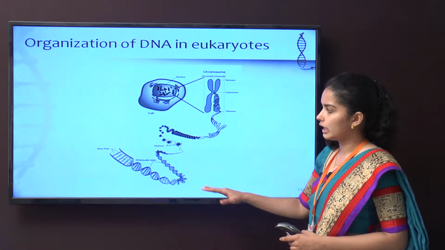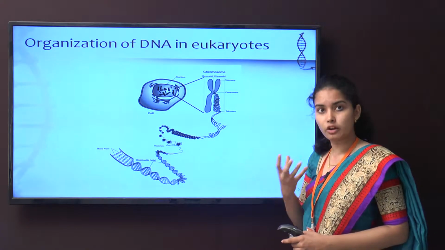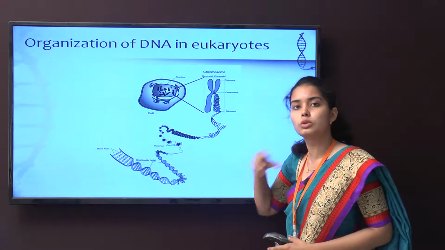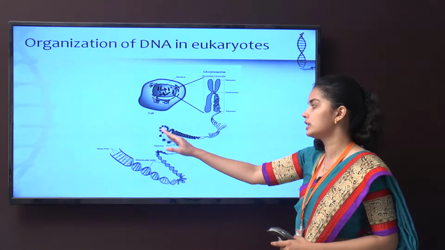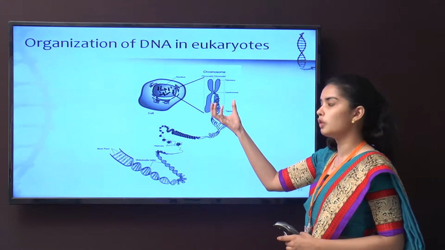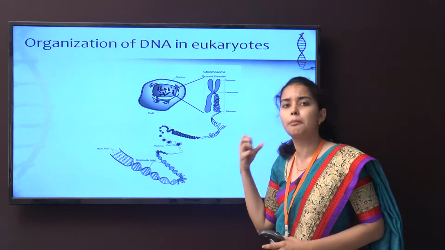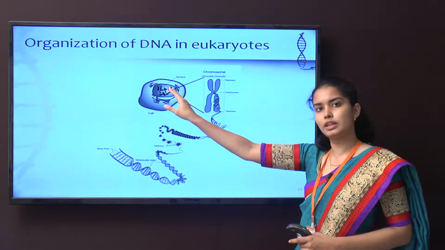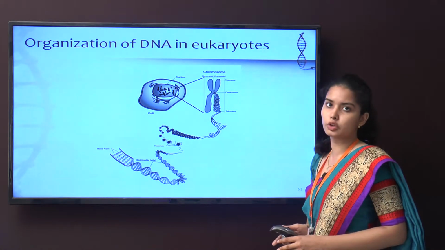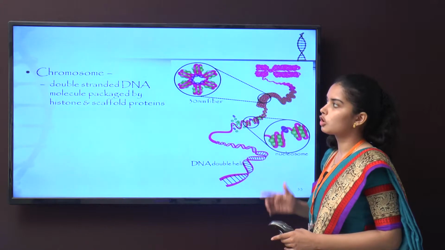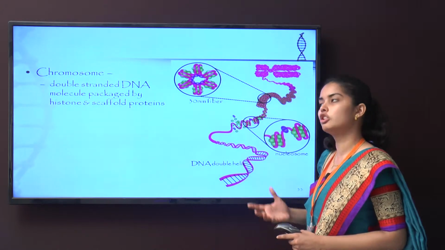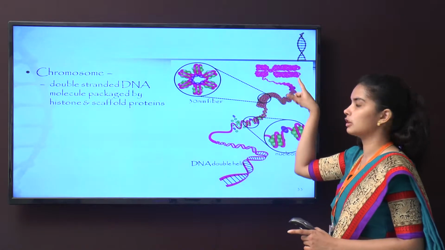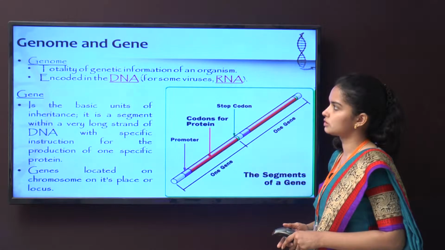Now, organization of DNA. The DNA is very complex and compact. It is compressed. This is the DNA, which is bound around the histone proteins, and then it is coiled and coiled to form the chromosome. It is a very compressed and compact structure, and these chromosomes are present in the nucleus of the cell. There are 23 pairs of chromosomes in the cell. Now, a chromosome is the double-stranded DNA molecule packed by histone and scaffold protein. This is how it is all compressed into forming the chromosomes.